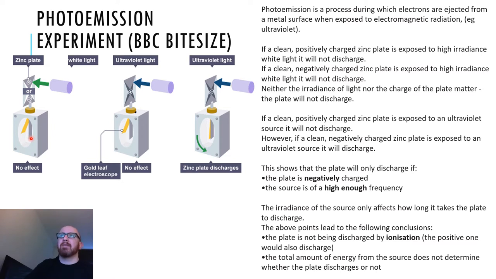If a clean, negatively charged zinc plate is exposed to high irradiance white light, it will not discharge. Neither the irradiance of light nor the charge of the plate matter, the plate will not discharge. You can increase the charge, you can decrease the charge, you can increase the brightness of the light, the irradiance of the light, nothing's going to happen, it will not discharge. And this explains why under normal light conditions we don't have electrons flying about all over the place. Electrons do not get emitted by white light. The bottom line is it simply doesn't have enough energy.